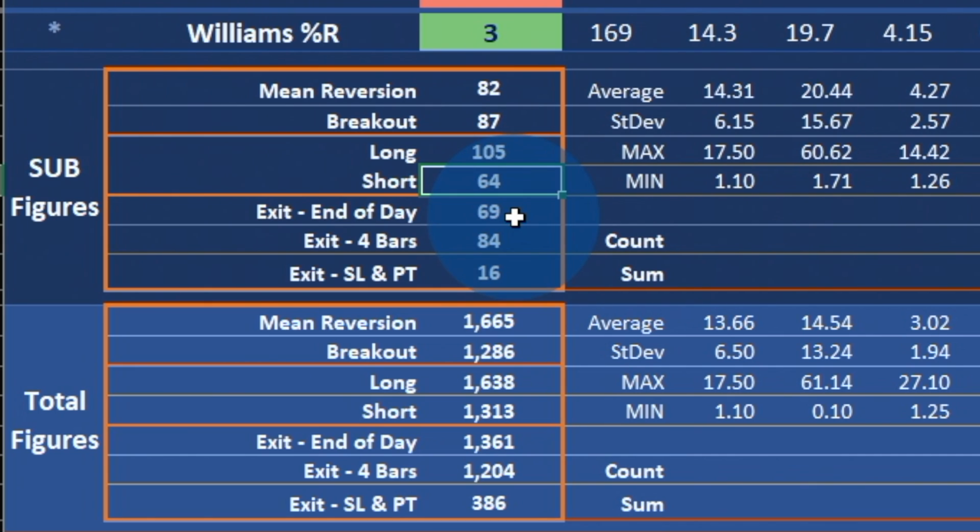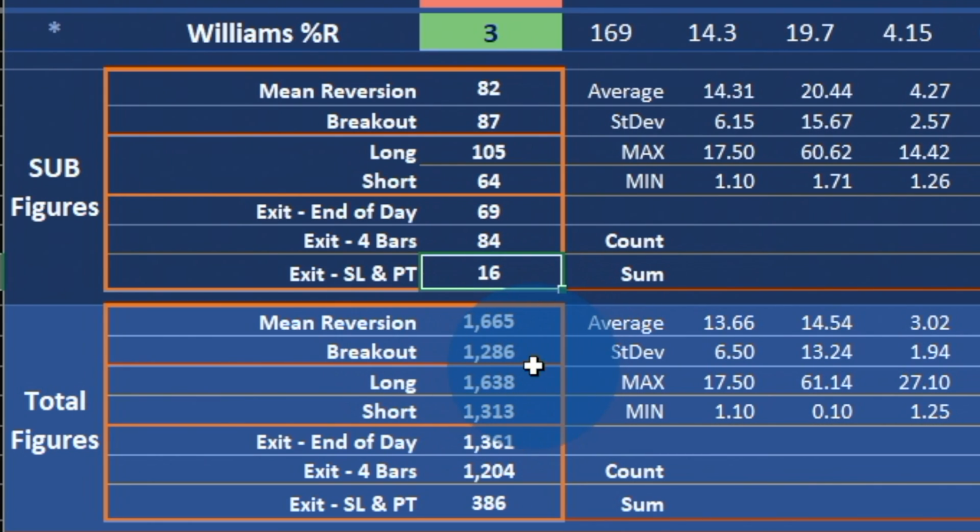Look at this: exit end of day, 69 exit end of day. So even though we are exiting the same day, I have 69 exits end of day that are robust enough to pass the filters. And then I have 84 exit after 4 bars and only 16 using the stop loss and profit target. And this is a little different from the average of all other indicators.